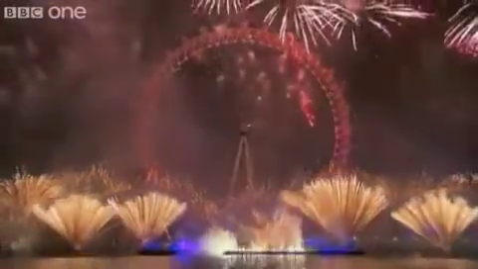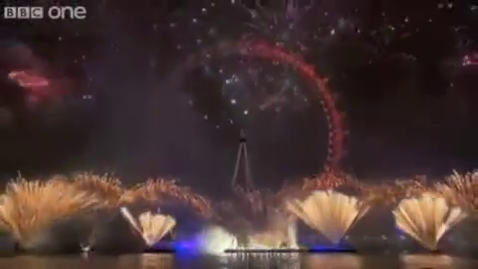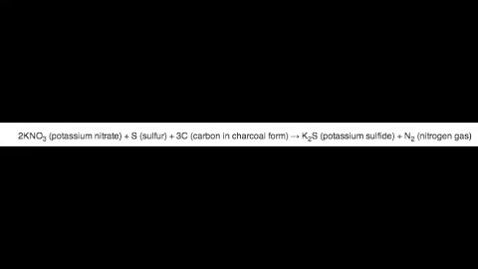I found a formula that explains what happens when the fireworks start to react. Here it is: 2KNO3, which is potassium nitrate, plus S, sulfur, plus 3C, carbon or charcoal, makes the products K2S, which is potassium sulfide, and N2, which is nitrogen gas. Now what happens with this reaction?